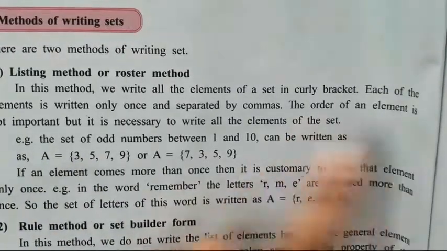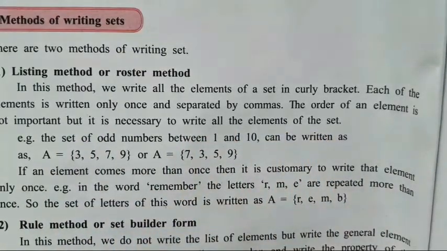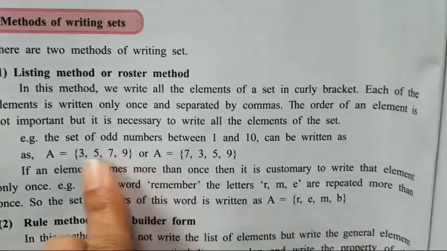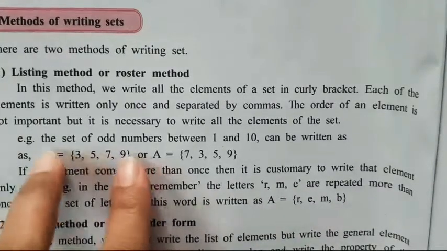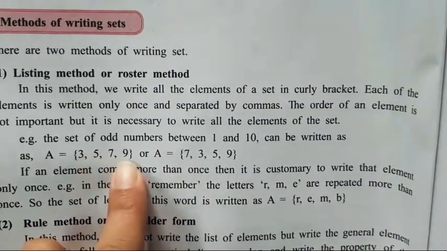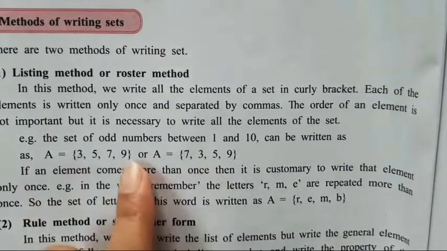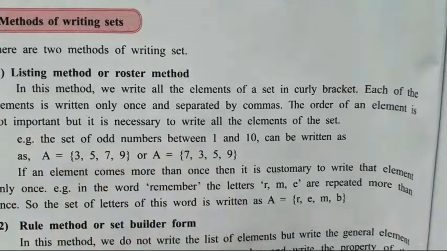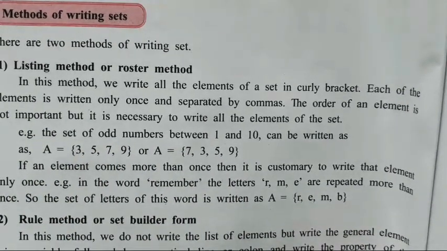The order of the elements is not important, but it is necessary to write all the elements of the set. It means you can write 9 first, 5 first, 3 afterwards. Any number you can write first, but you should include all the numbers no matter the order. That means 3, 5, 7, 9 you can write as 9, 7, 5, 3 also. But all the elements should be present in that set. I think it is clear to everyone.